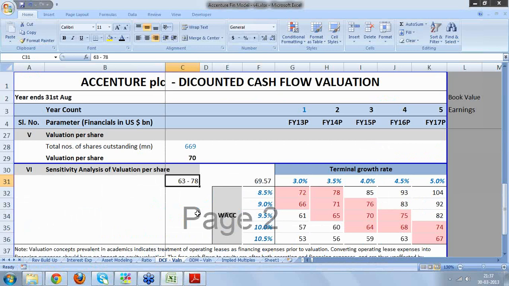Otherwise, you need to perform some more sanity checks, but make sure that you are not playing around too much with your assumptions, because assumptions have been tested by whatever is available in the public domain. So 63 to 78 I have chosen on the basis of this, which 63 I can again say is a bear case, 78 I can say is bull case, depending upon how analysts represent. But remember that whatever I have chosen is on the basis of my own analysis.